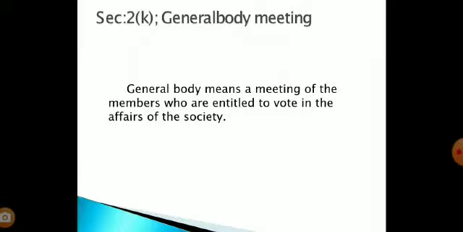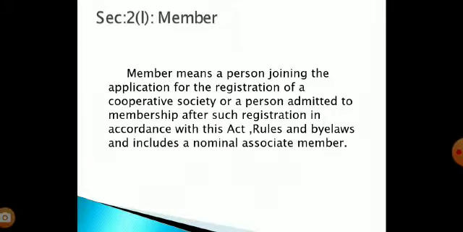Okay, next one is general body. General body is a part of the management of a cooperative society. Section 2 subsection K of this act defines the term general body. General body means a meeting of the members who are entitled to vote in the affairs of the society. The meeting of the whole of the members is termed as the general body, who has the right to attend, that means who has the right to vote in the affairs of the society.